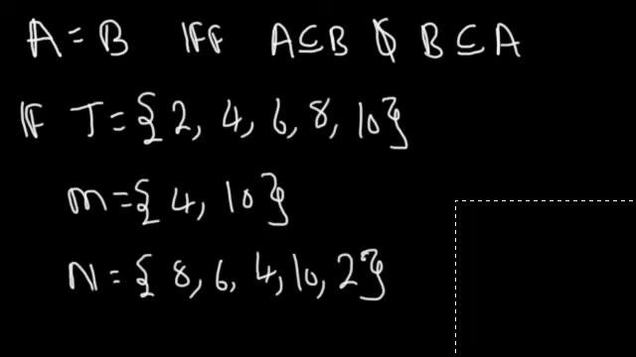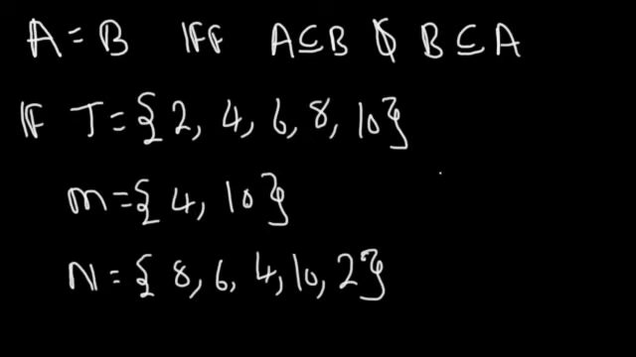Now let's try to provide a solution to this example. By the way, if you want to work it out yourself, feel free to pause the video and try. Now what can we observe? Let's start with set T and set M. What do we observe between them? It turns out that all the elements in set M occur in set T, because we have 10 here, 10 here, and 4 here, 4 here.